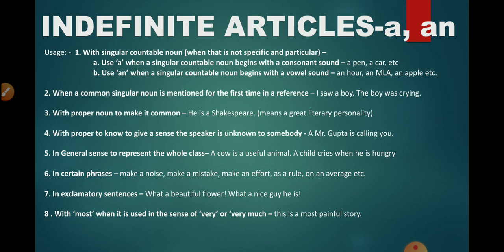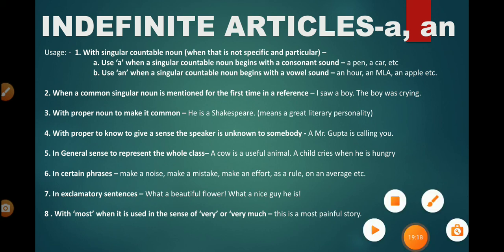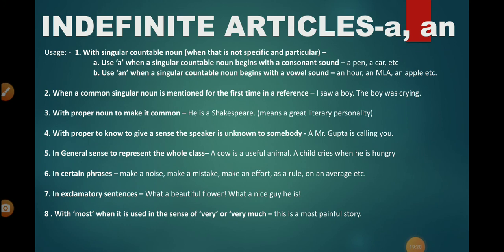a football, these all begin with consonant sounds, so we must add the indefinite article a before them. And the singular countable nouns beginning with vowel sounds are like an hour, an MLA, an apple, an ambulance. So these are examples of singular countable nouns that begin with some vowel sound and must come after the indefinite article an.